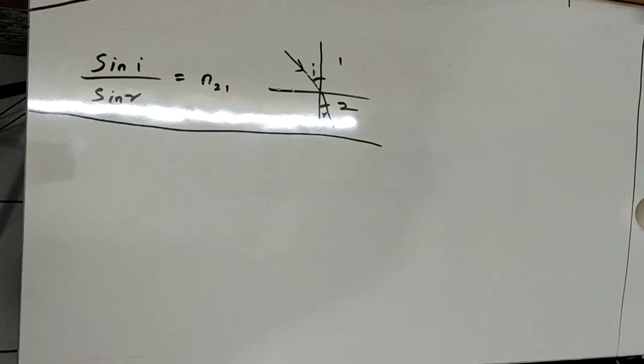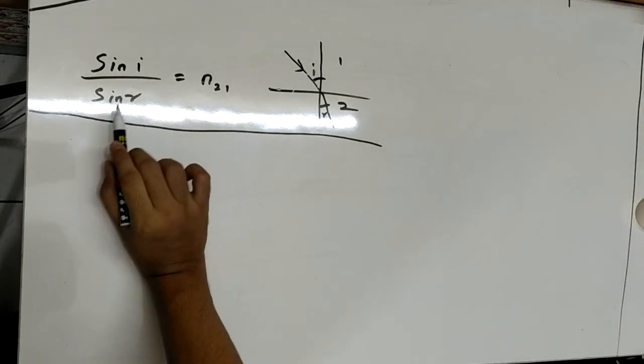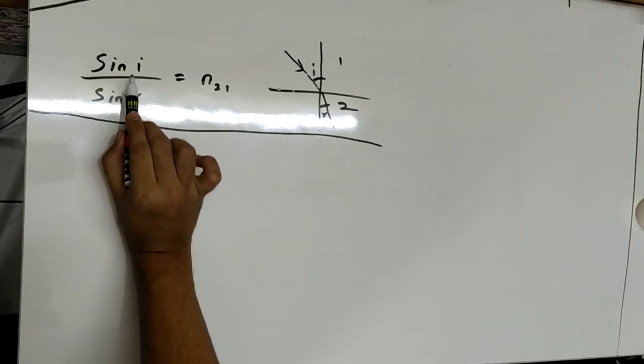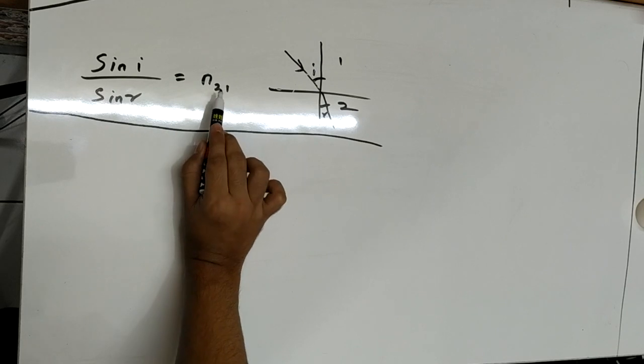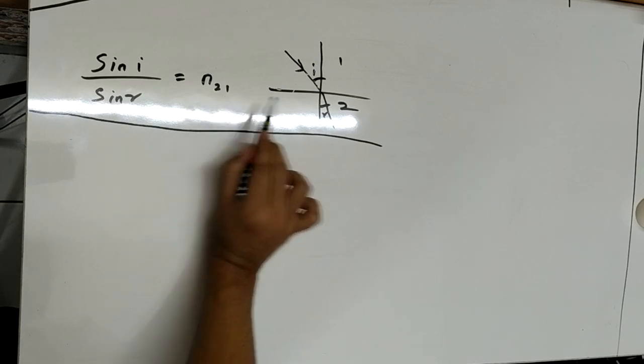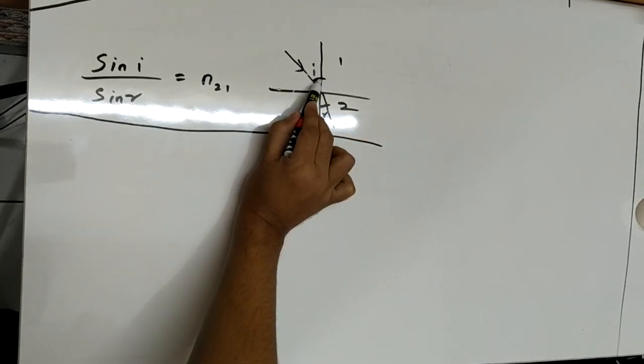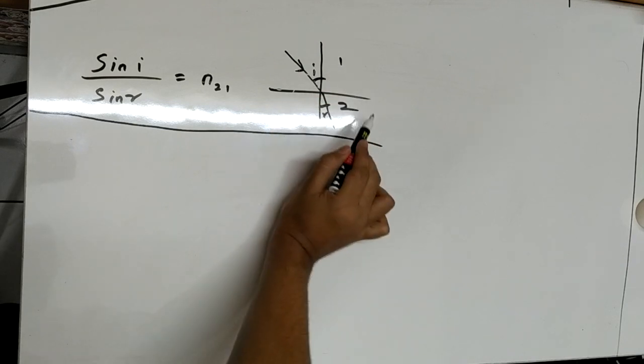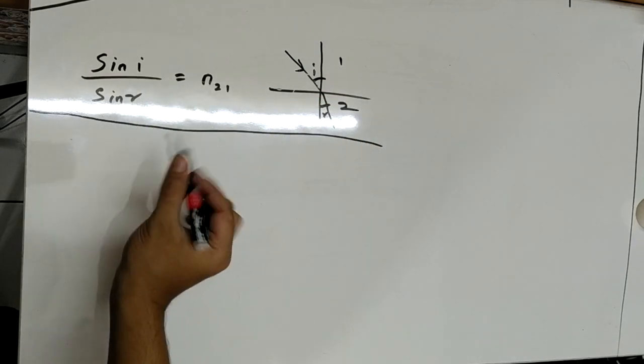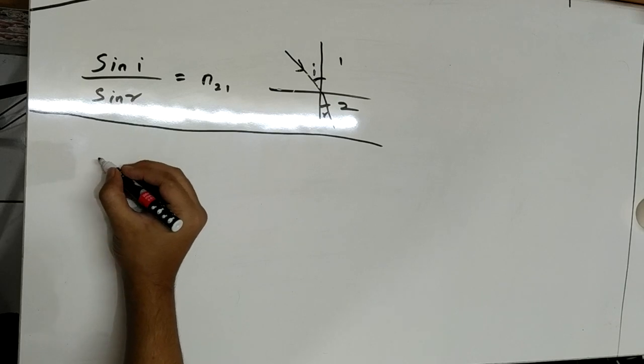Okay. So now we have looked at the refractive index formula, that is sin i by sin r equal to n21, from this diagram where incidence is happening in medium 1 and refraction is happening in medium 2. This we have seen. Now we will see one more formula.